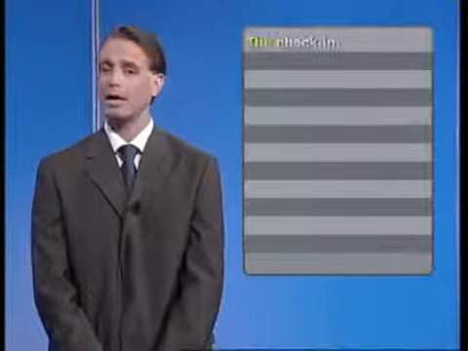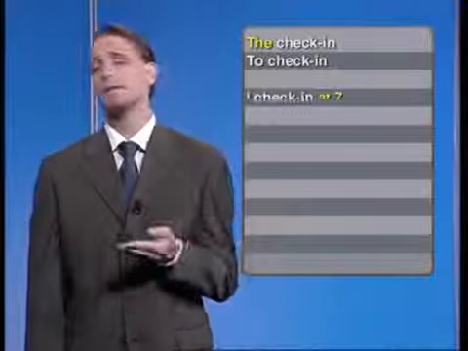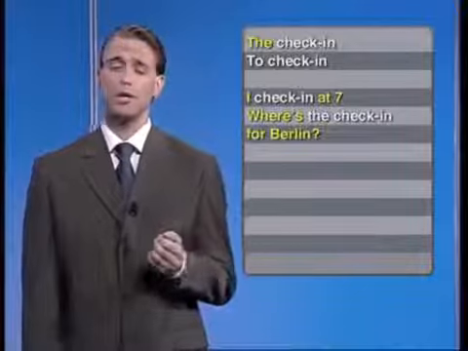The check-in is the place where you show your passport and leave your luggage. In English, it is also a verb. We say, I check in at 7, or where's the check-in for Berlin?